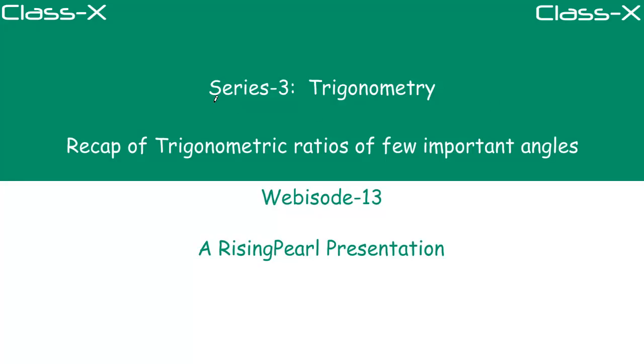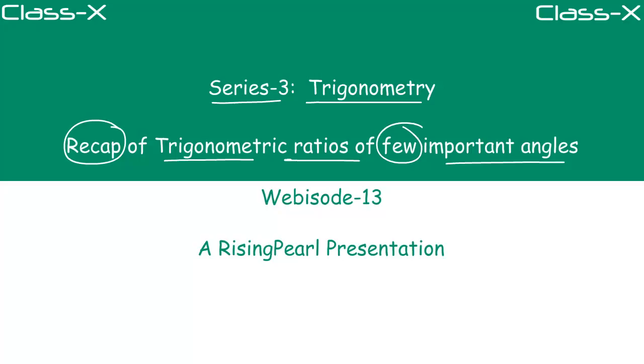Today we are learning about series 3 where we are learning a great deal on trigonometry. This is webisode number 13 and this really, friends, is a recap webisode for trigonometric ratios of some important angles. By that I'm referring to the angle 0 degree, 30 degree, 45 degree, 60 degree and 90 degrees.